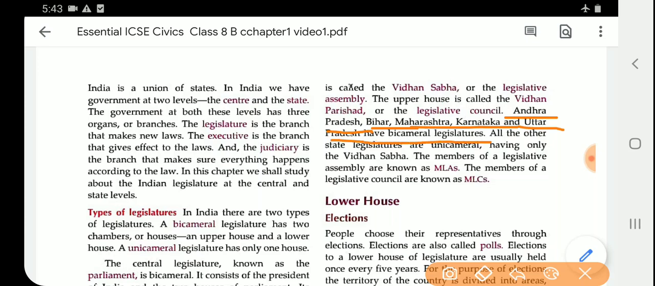have the bicameral legislature. Okay, that means it has two houses, that is the upper house and the lower house. Okay, all the other states' legislatures are unicameral, having only the Vidhan Sabha, that means it has only one house. Okay, the members of the legislative assembly are also known as the MLAs, and the members of the legislative council are also known as MLCs.